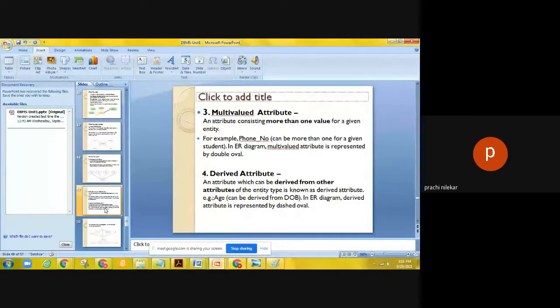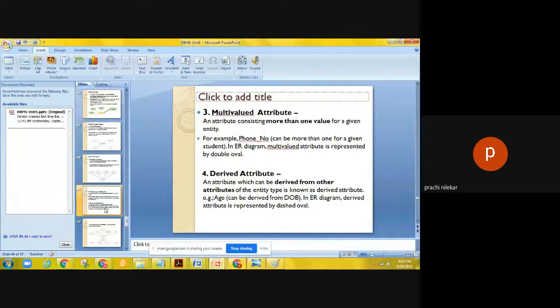Now, next is the multi-valued attributes. Multi-valued, as the name suggests, has multiple values. That's why it's called multi-valued attributes. An attribute consisting of more than one value for a given entity is called a multi-valued attribute. For example, phone number. A particular student may have more than one phone number. That means it has multiple values. So, phone number comes under the multi-valued attributes.